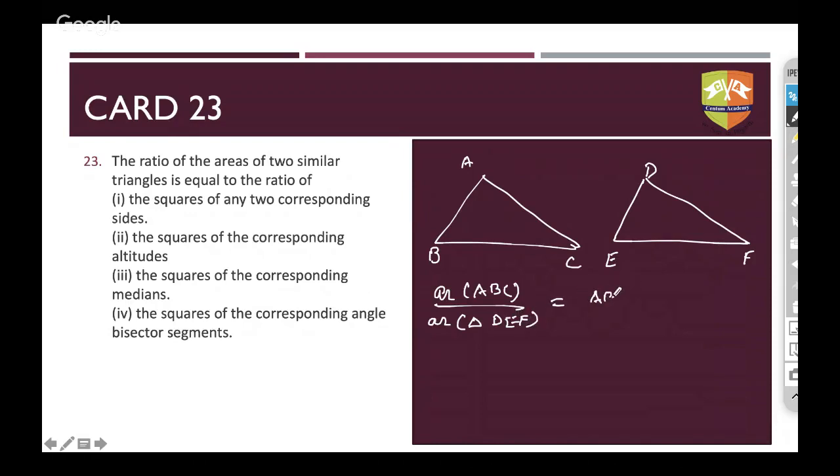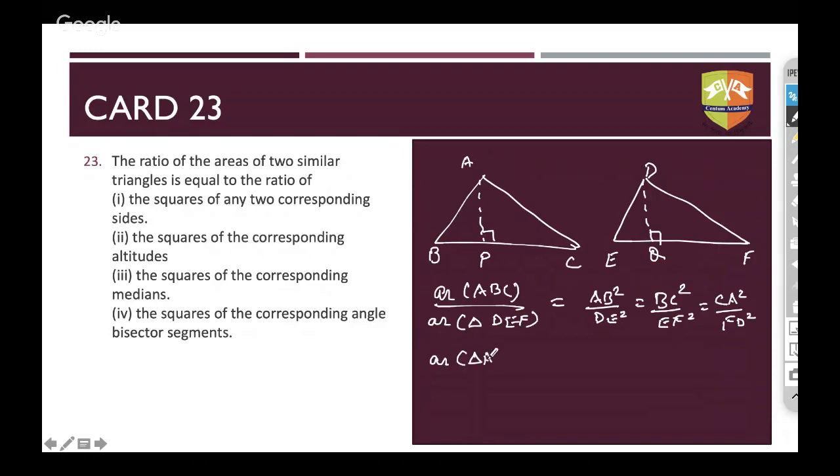DEF is equal to nothing but AB square by DE square is equal to BC square by EF square is equal to CA square by FD square. Right? Again, how to prove that? Again, you have to drop a perpendicular from here. Let's say on BC it is P and on DE this is Q. Okay, and then this is a perpendicular you dropped. Okay, and then you know that it's very easy.